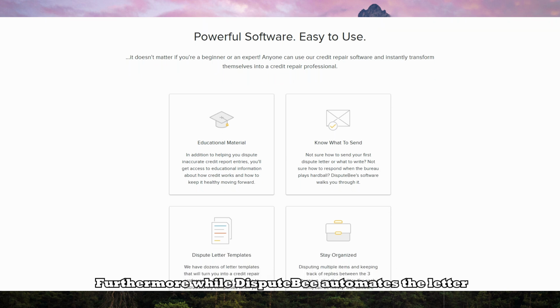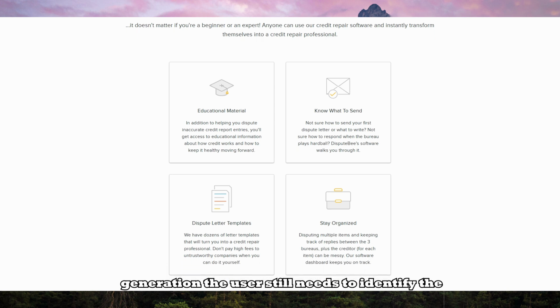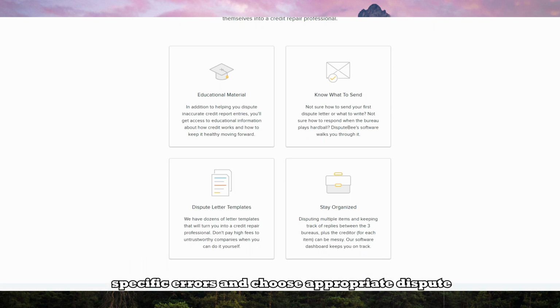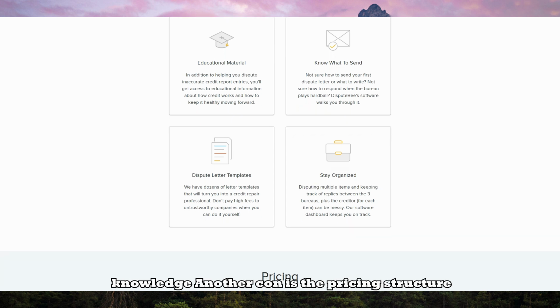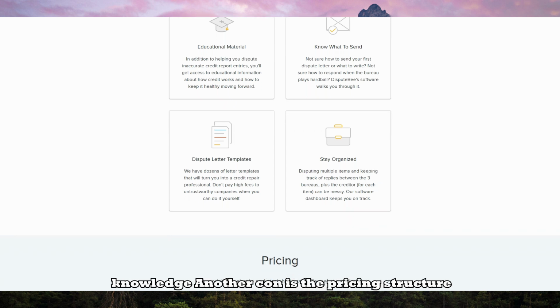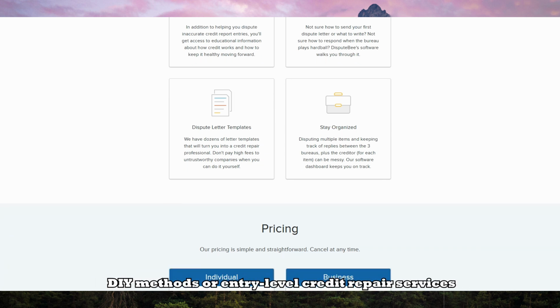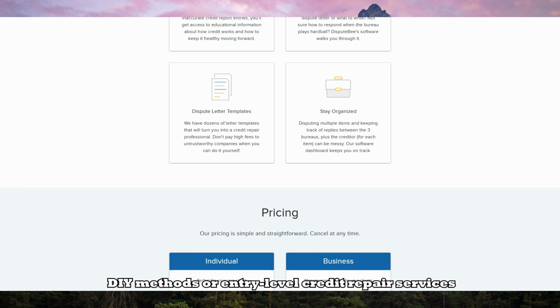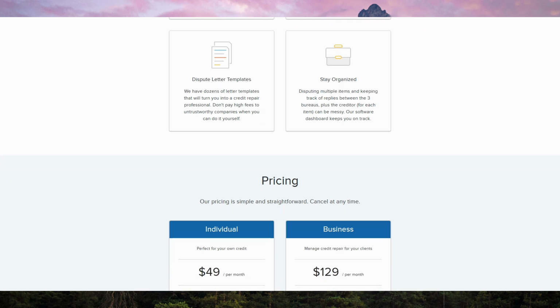Furthermore, while DisputeBee automates the letter generation, the user still needs to identify the specific errors and choose appropriate dispute reasons, requiring a degree of credit repair knowledge. Another con is the pricing structure, which can be expensive for individuals compared to DIY methods or entry-level credit repair services, especially if the software isn't fully utilized.